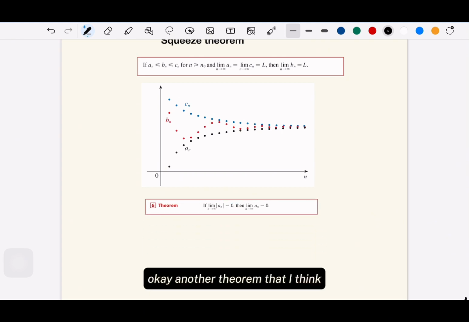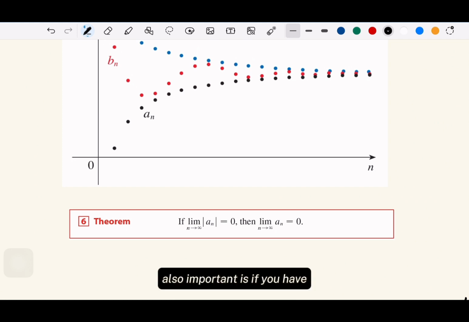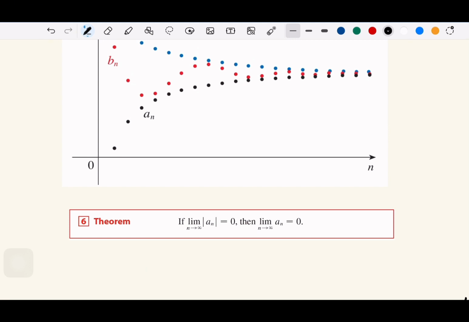Another theorem that I think is also important is if you have the limit of the absolute value of a_n equals 0, then the limit of a_n is also 0.